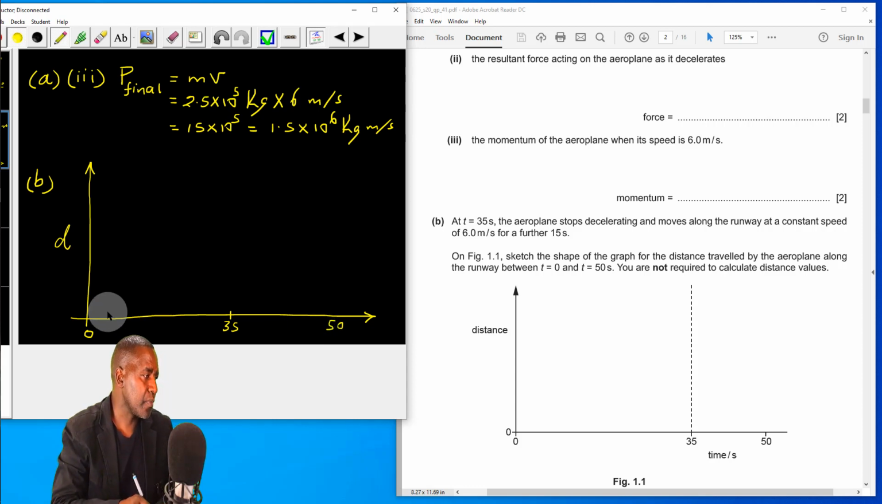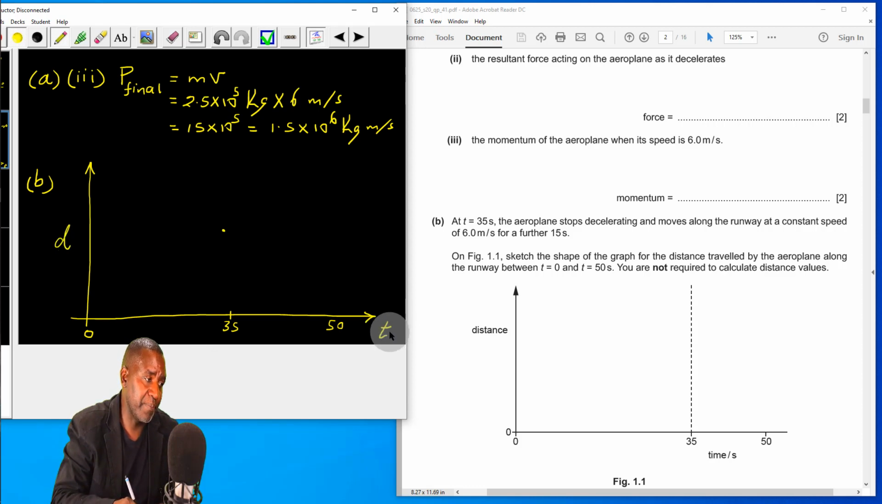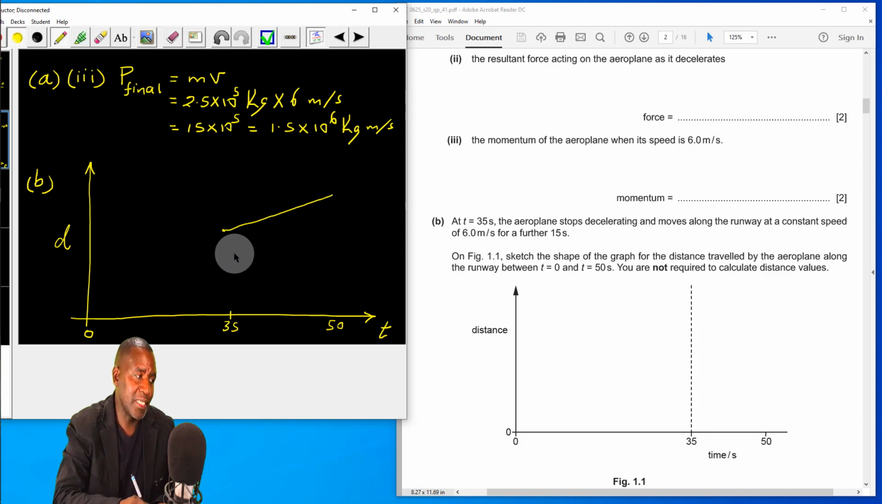So over here the velocity is very high. Over here the velocity is less. And here it's moving with a constant velocity. Between 35 and 50, it's moving with a constant velocity. I have to remember that the gradient of a distance time graph, because this is time, distance time graph, gives me speed, and I want to make sure that this speed is constant. So I'm going to have a straight line to get constant speed.